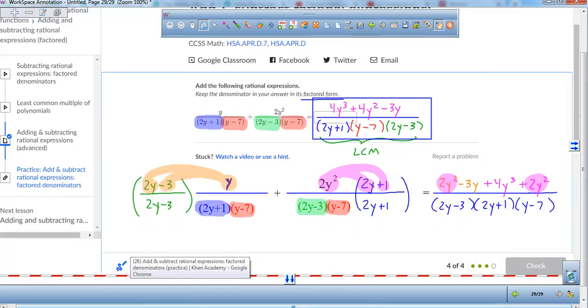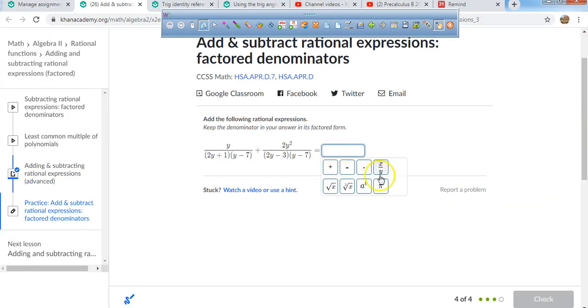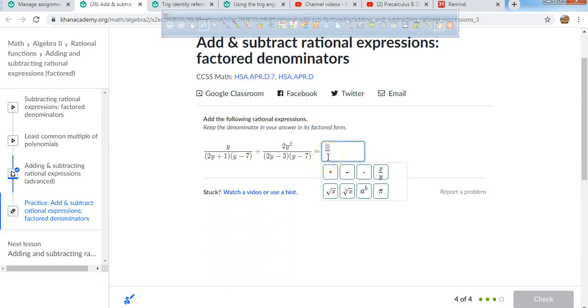First thing I'm going to do is make a little fraction. Start with my denominator because it's the easiest. I have a 2y plus 1, I have a y minus 7, and last but not least, I have a 2y minus 3. So there's my factored form right there. Just keep the denominator in your answer in its factored form. So I'm keeping it in its factored form.